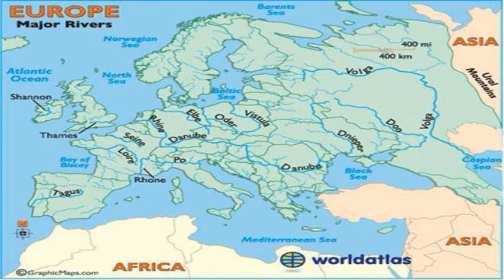It may be slightly small, but we have the different major rivers of Europe there. We can see Danube, Dnieper, Seine, Volga, Rhine and Po. These are the different rivers that are in Europe. Now let's go further to see the lakes.